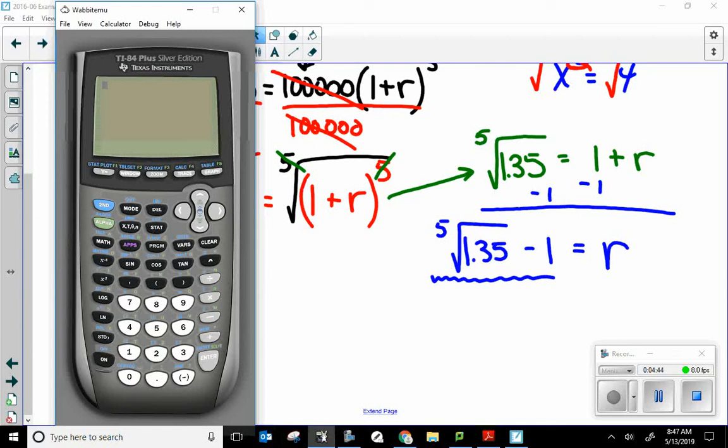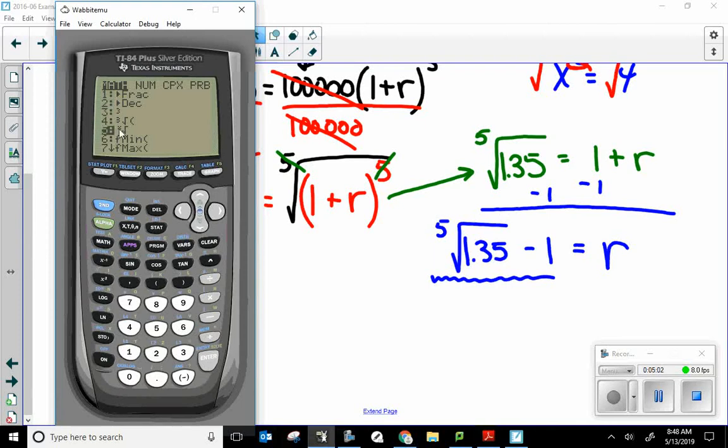And in case you didn't know, under the math menu, number 5, if I wanted a cube root, I would pick number 4. That's the cube root. But if I wanted a root bigger than 3, I pick choice 5 here. What does that tell me?